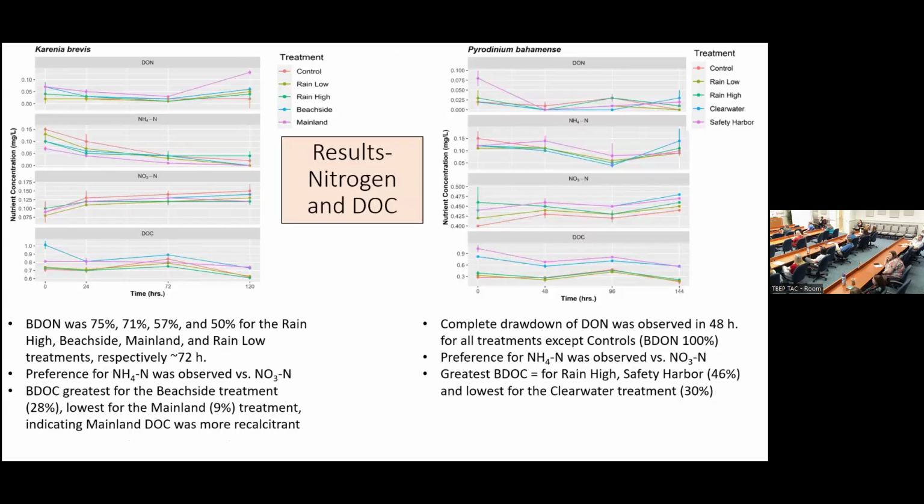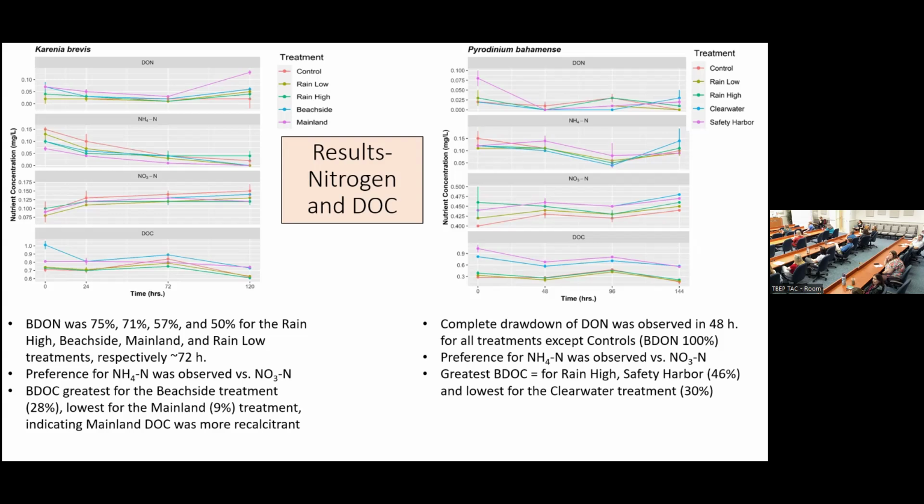Both of these figures are showing the nutrient nitrogen concentrations in DOC. Karenia brevis is on the left and Pyrodinium bahamense is on the right. What we found was when we calculated bioavailable DON, we had up to 75% for Karenia brevis within 72 hours and up to 100% for Pyrodinium in 48 hours.